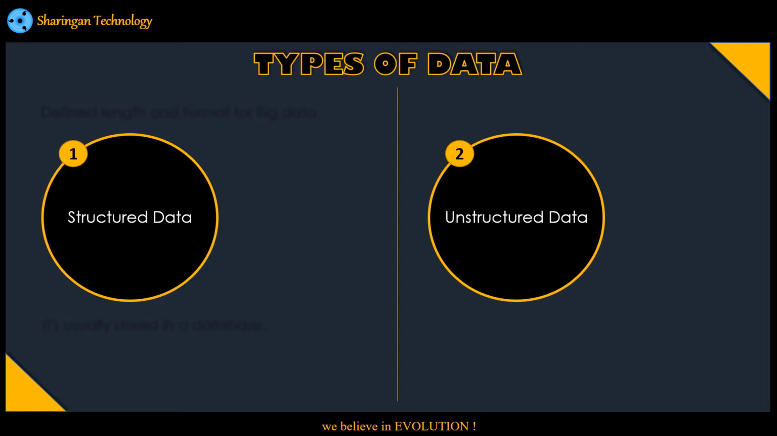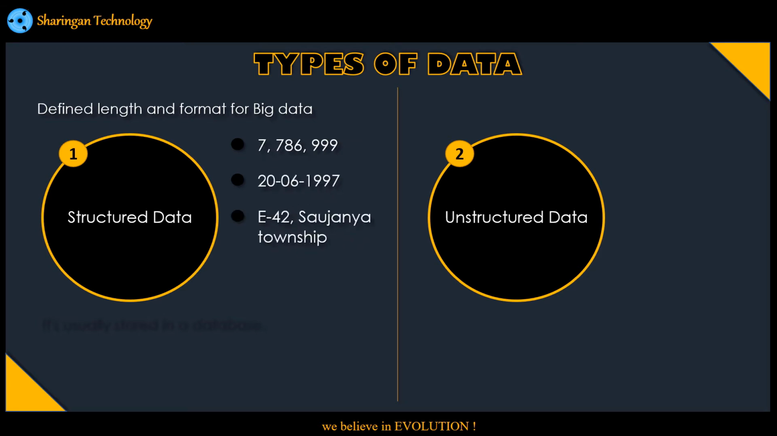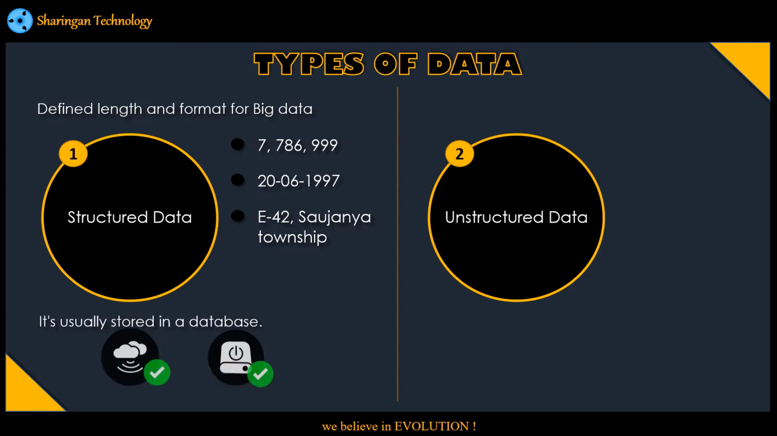The term structured data generally refers to data that has a defined length and format for big data. Examples of structured data include numbers, dates, and groups of words and numbers called strings. Structured data is the data you're probably used to dealing with. It's usually stored in a database.